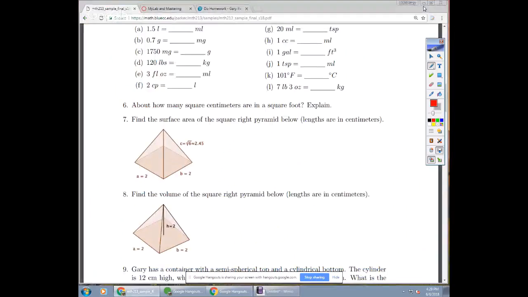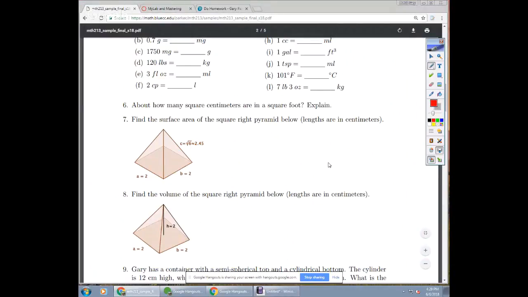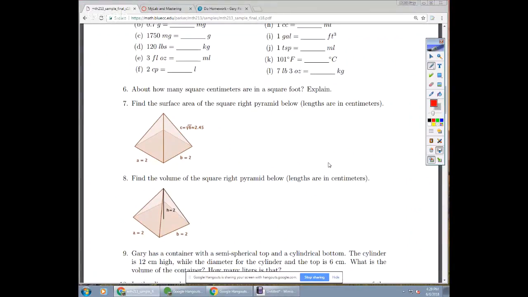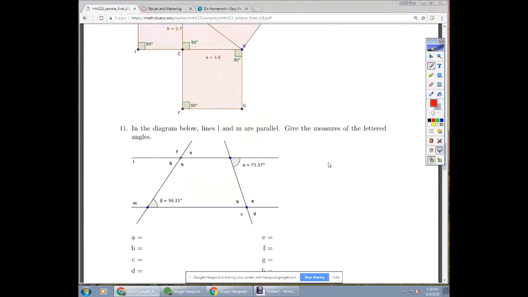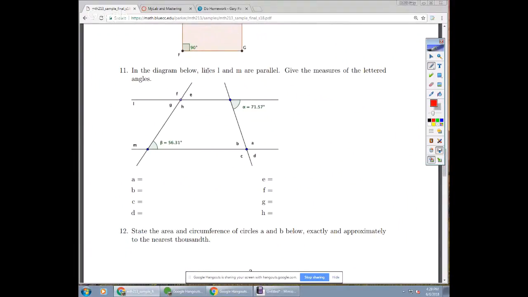All right. What else should we try? We're going to go 11. Sure we can. All right. 11. In the diagram below, lines L and M are parallel. Can we give the measures of the lettered angles? All right.